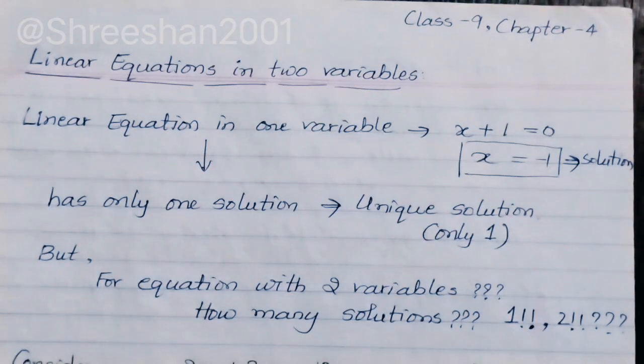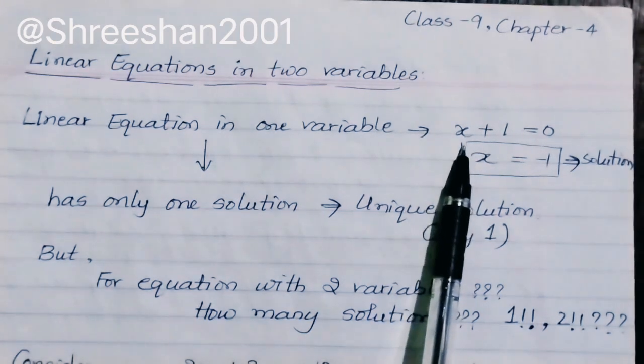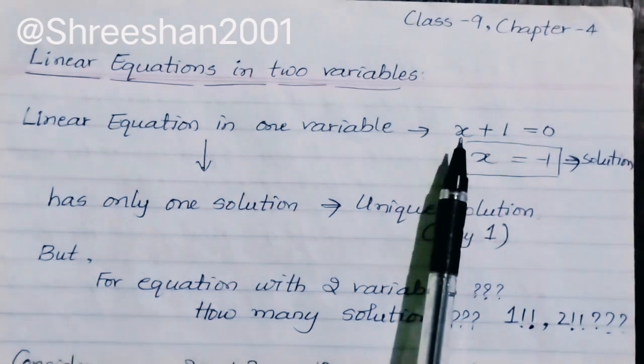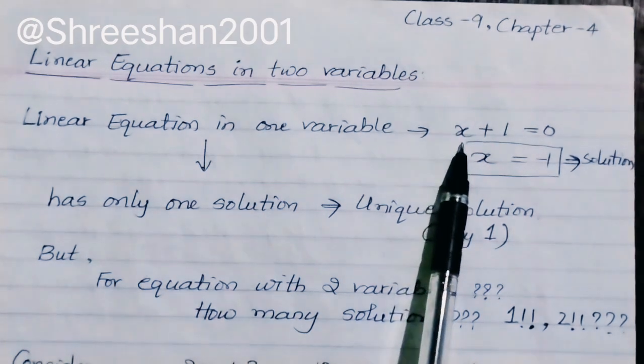Hello everyone, let us study linear equations in two variables. So we have already discussed linear equation in one variable, nothing but an equation with a linear expression in only one variable. For example, here x plus 1 is equal to 0 is a linear equation where the power of x is 1, hence it is a linear equation. Since only one variable is involved in the equation, it is a linear equation in one variable.